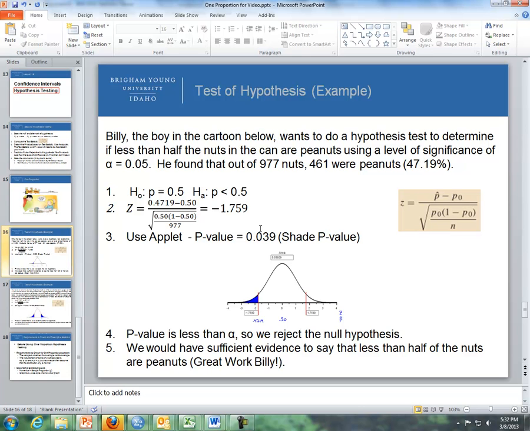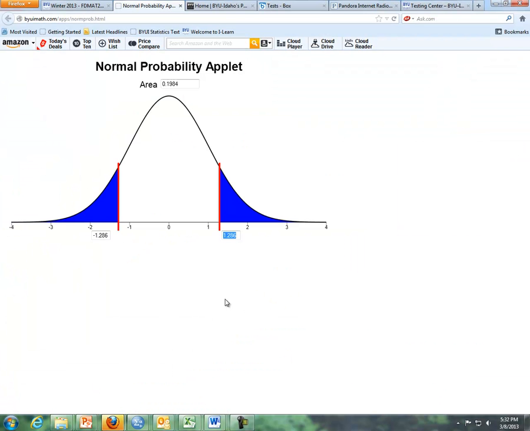Okay, so then we can go to the p-value. We can go to the applet, and I need to put that in here. So if I put in negative 1.759, press enter, and we shade to the left because we're only interested in one side. This is the p-value.